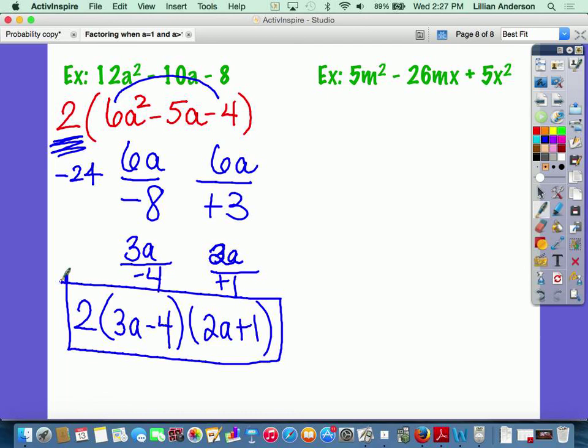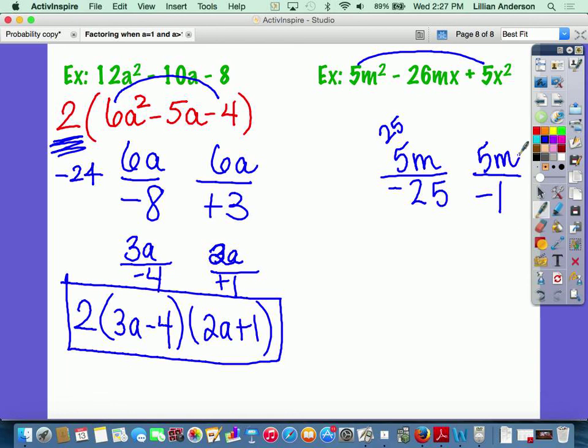This one, there was no GCF, so you go straight into number 2. You multiply A and C together to get a positive 25. Two numbers that multiply to give you a positive 25, add to give you a negative 26 are negative 25 and negative 1. On top, you put A, which is a 5m, and then you reduce. The first fraction reduces down to be m over negative 5. The second fraction doesn't reduce.